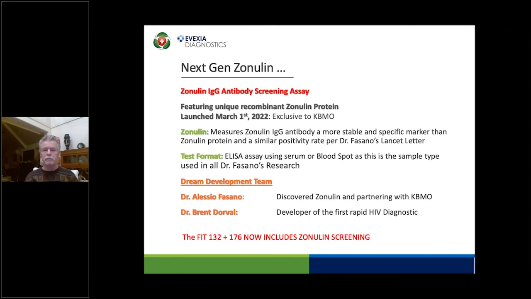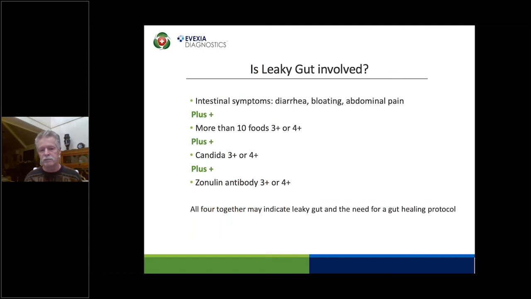So I just want to take a moment. The issue becomes: what is the relationship between food sensitivity and Zonulin, and then symptoms and patient history? That's what this slide is all about. It's all about leaky gut.